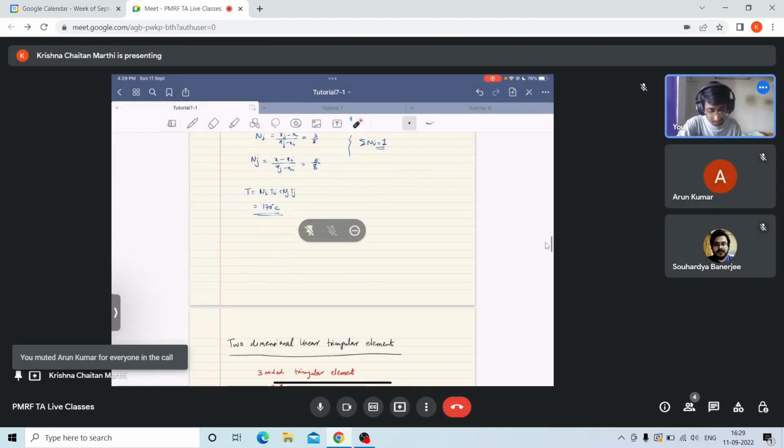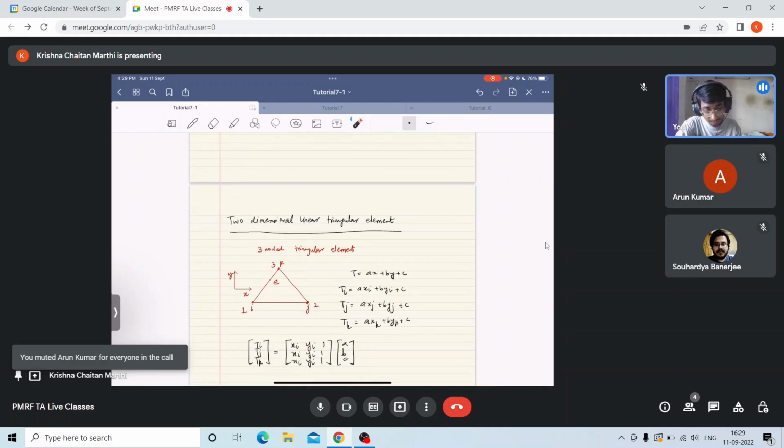So now let us say we have some 2D problems. So for 2D problems, suppose we are considering linear elements. Here also we are considering a linear element. So I can write my temperature as ax plus by plus c. And since I have three constants, and this is a triangular element, so i, j, k are, let's say, these are my nodes. So the temperature at each node can be represented as Ti equal to A xi plus B yi plus C, Tj is equal to A xj plus B yj plus C, and Tk is equal to A xk plus B yk plus C.